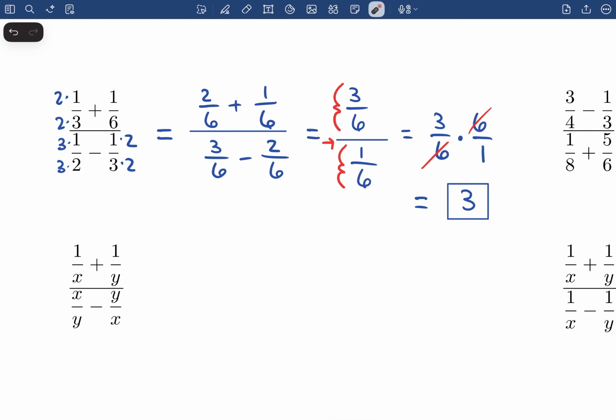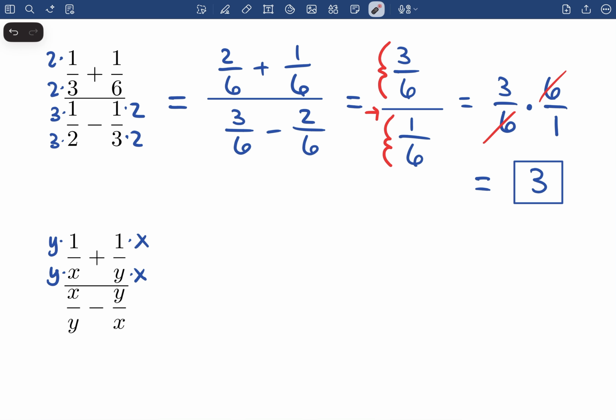So I look at the denominators here, x and y, and I say, well, this denominator needs a y. It's missing the factor of y. And this denominator needs an x. It's missing a factor of x. And so that's why I have multiplied y here. I had to apply it to top and bottom. And then x here, I applied it to top and bottom. And now we have the same denominator. y times x is the same thing as y times x. We've got a common denominator.